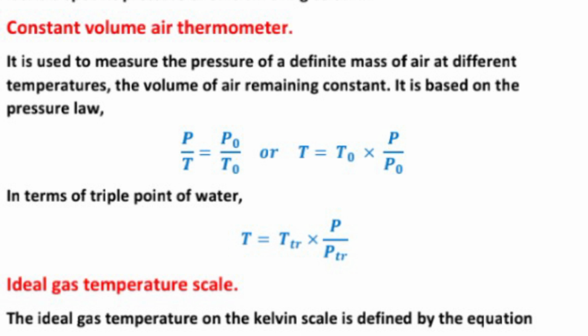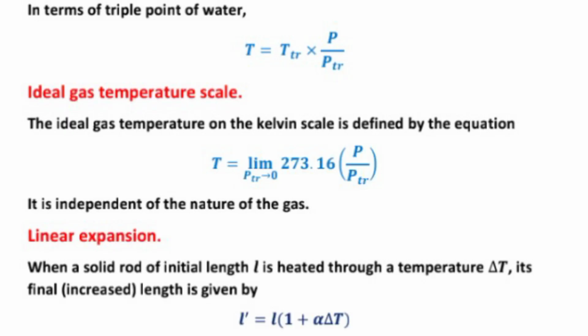Constant volume air thermometer. It is used to measure the pressure of a definite mass of air at different temperatures, the volume of air remaining constant. It is based on the pressure law, that is P upon T equal to P0 upon T0, or it can be written as T equal to T0 P upon P0. In terms of triple point of water, T equal to T triple point into P upon P triple point.